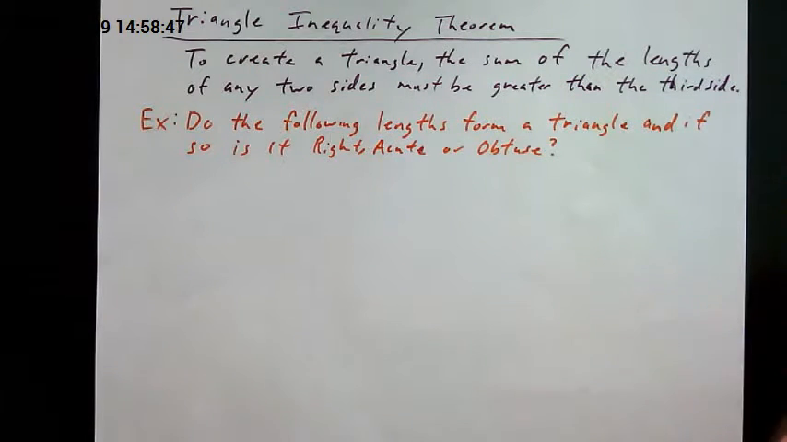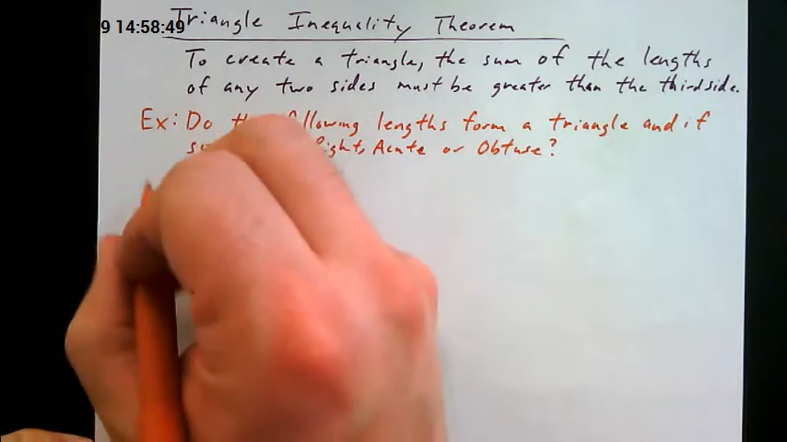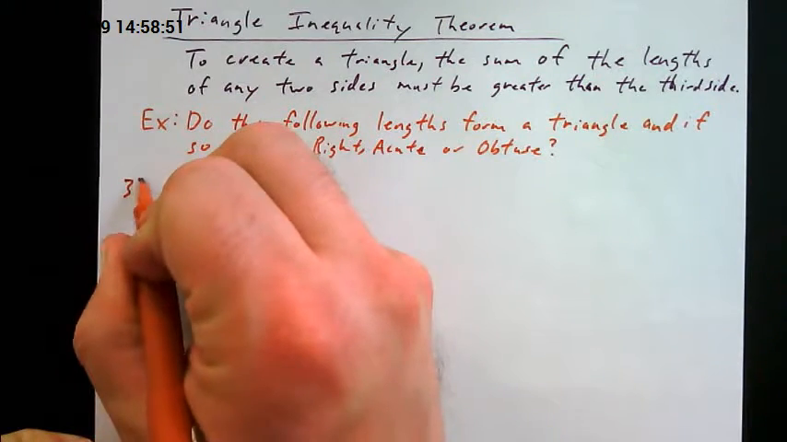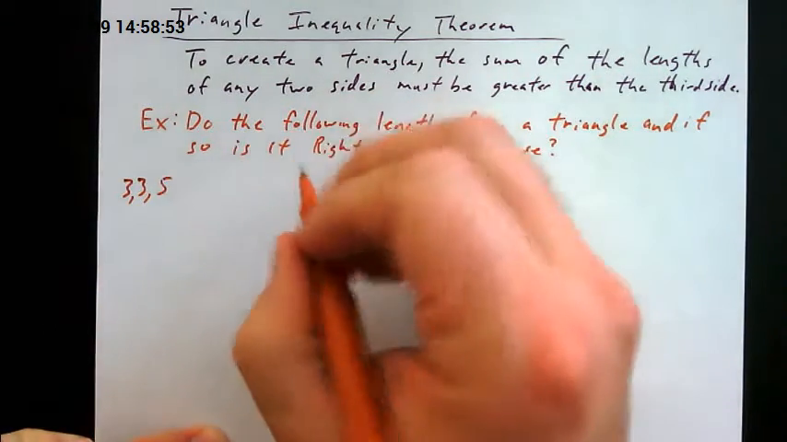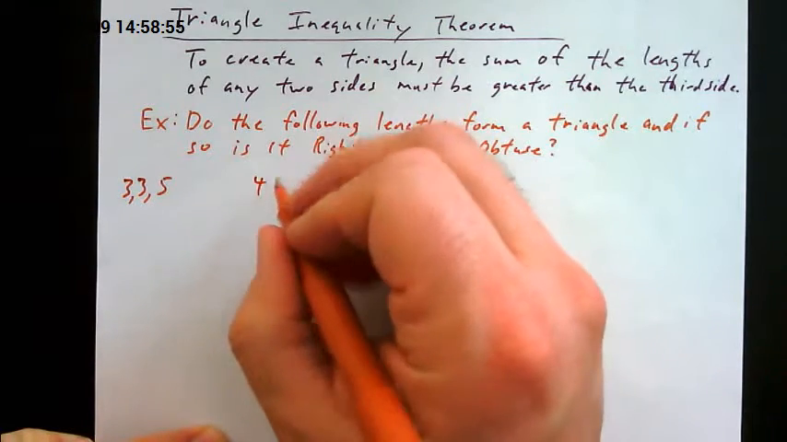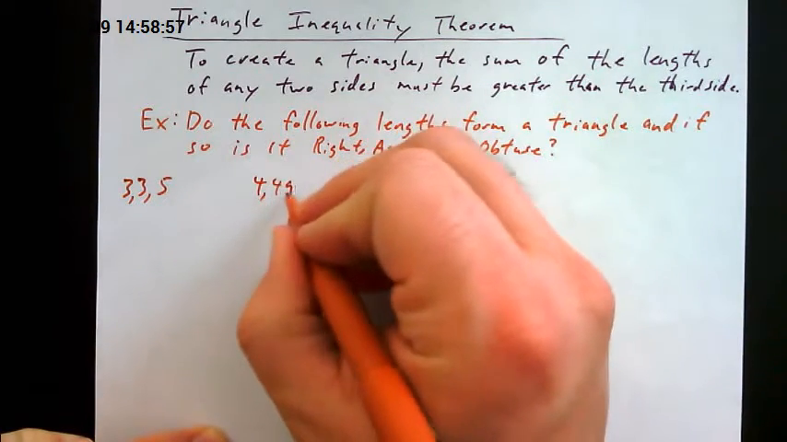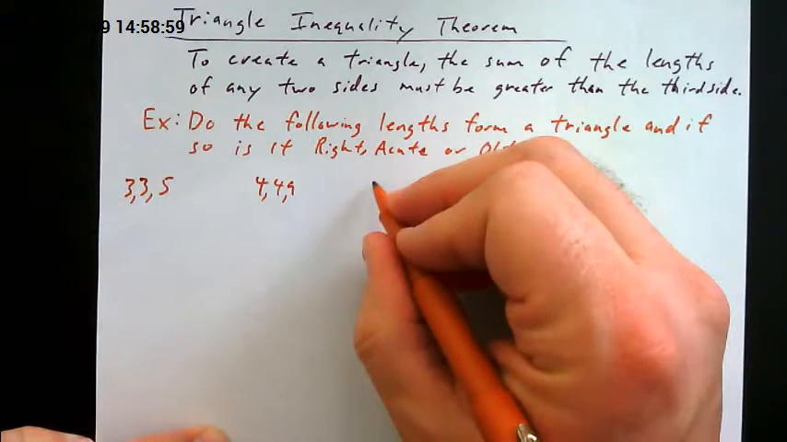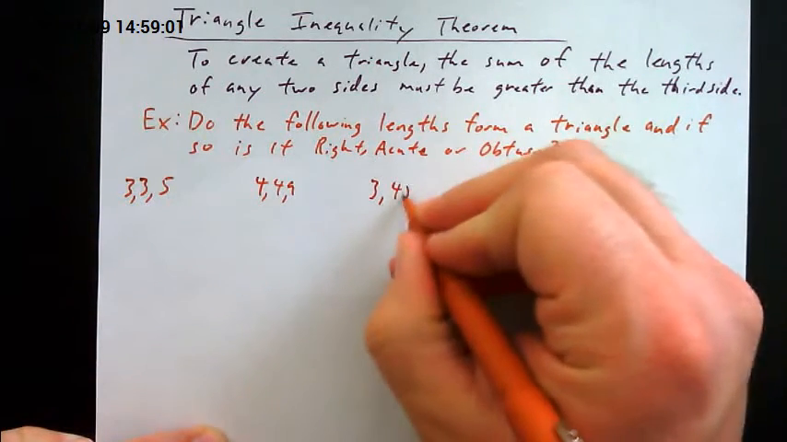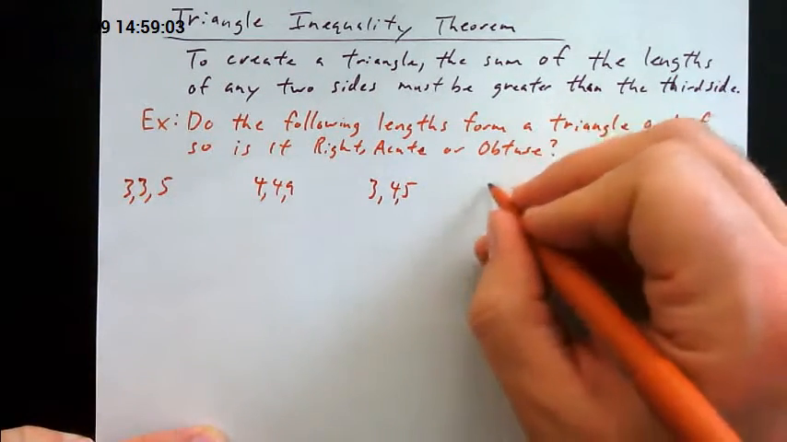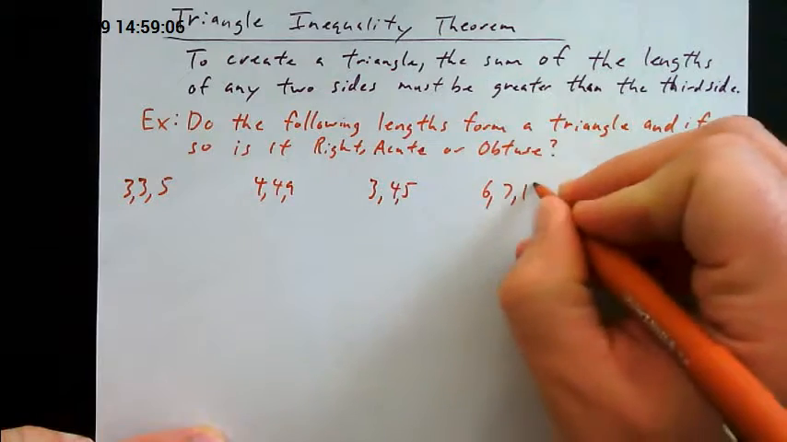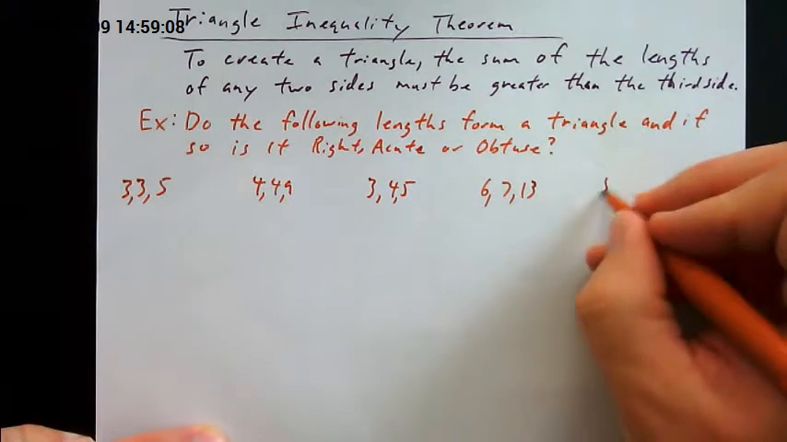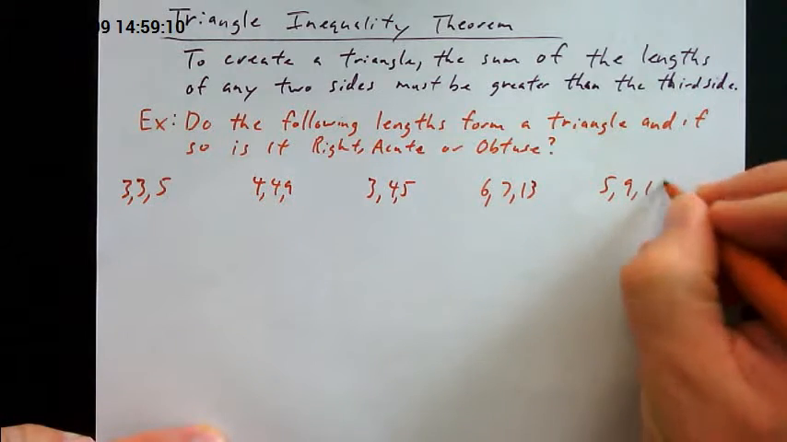So we got 5 examples here. I'm going to do these with you. 3, 3, 5; 4, 4, 9; 3, 4, 5; 6, 7, 13; and 5, 9, 10.